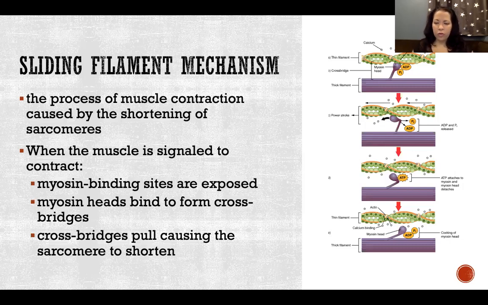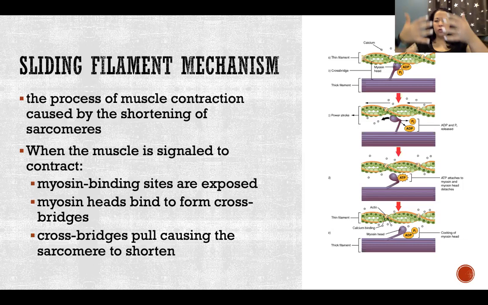When an action potential arrives at the muscle fiber and calcium ions flood through the cell, the myosin binding sites are exposed. When they're exposed, the myosin heads bind to form cross bridges, and then the cross bridges pull, causing the sarcomere to shorten.